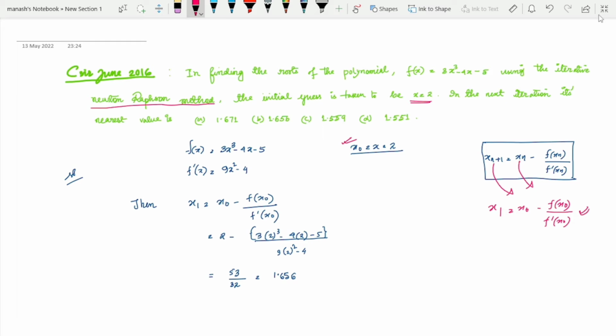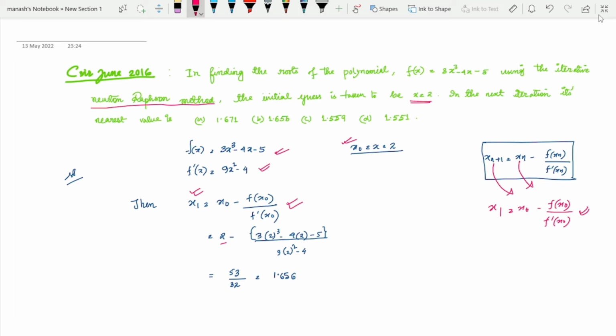It's your choice. But I have taken x0 is equal to 2. The function is given in the question. The f dash x would be 9x square minus 4, right? Then the next iteration will be x1. It is x0 minus f of x0 divided by f dash of x0, right? So we put the values, x0 is 2.